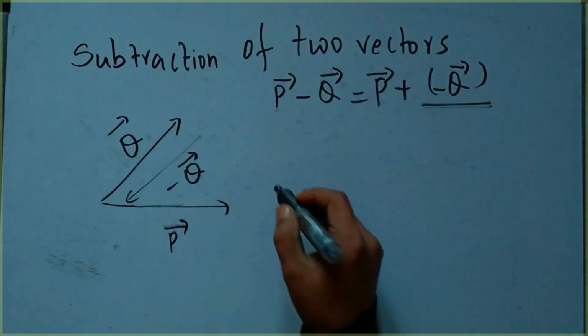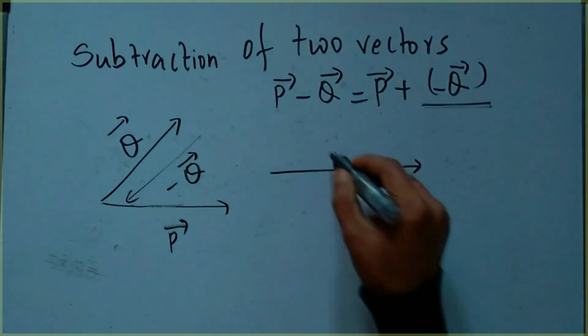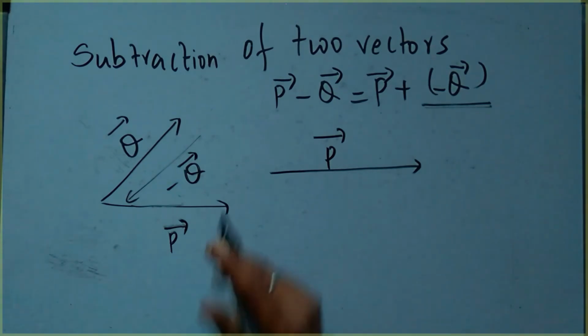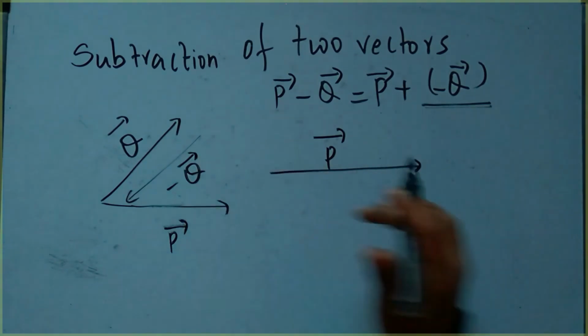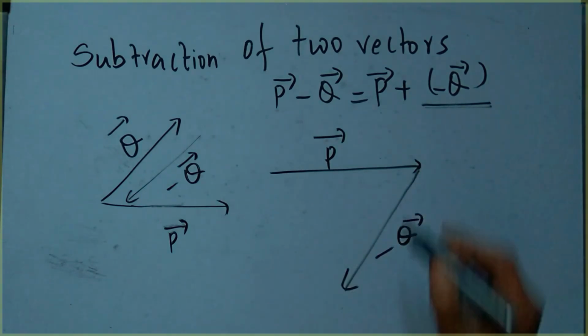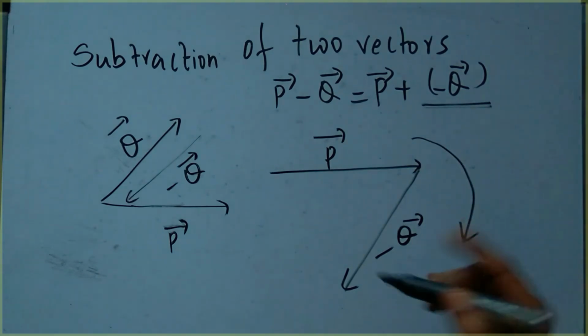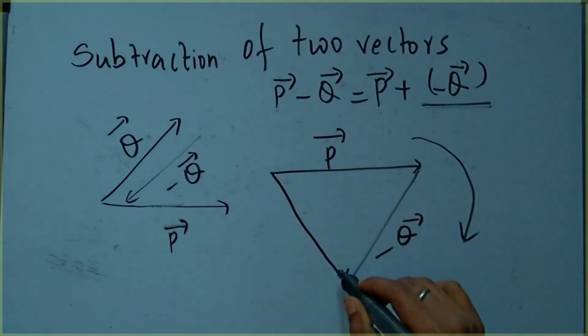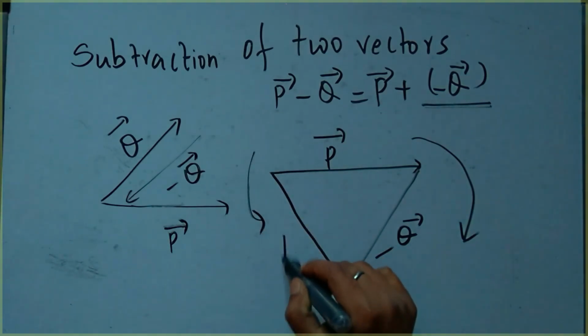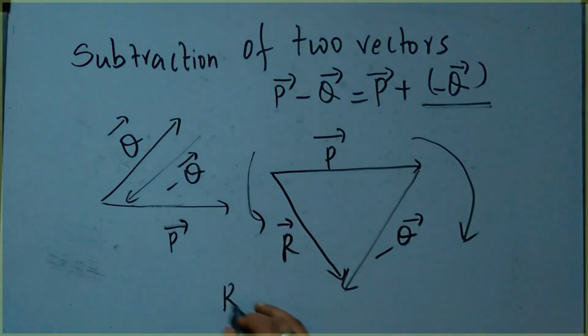For subtraction of two vectors, what we can do, we can plot p. This p with same magnitude is plotted here, and we can take this negative vector of q and put it here. This is in the same order clockwise, so the closing end being in opposite order is the resultant, whereas the resultant is equal to p minus q vector. So in this way we can find subtraction of two vectors.